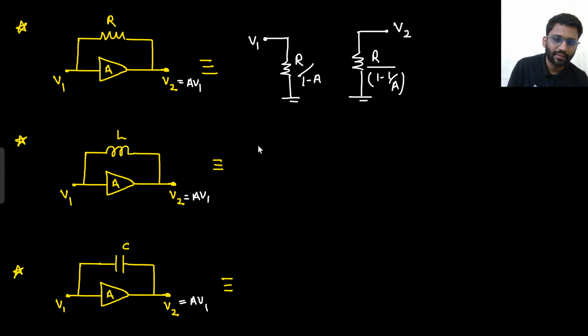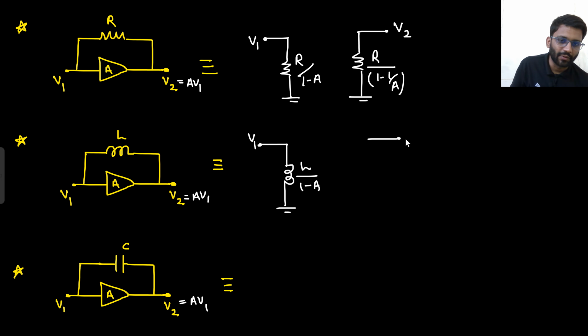What about the inductor? From V1 to ground, what you will see? L upon 1 minus A. From V2 to ground, what you will see? L upon 1 minus 1 by A.